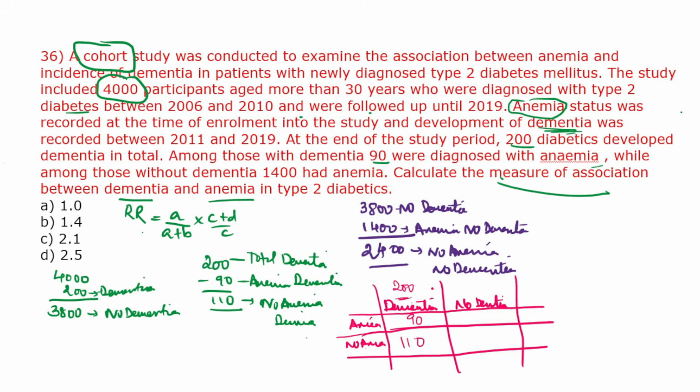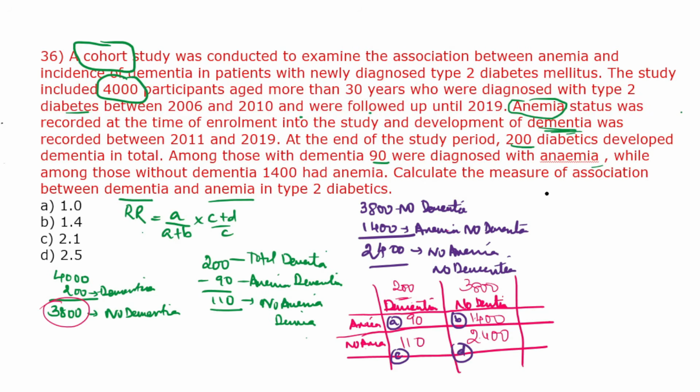So we got the total with dementia. How many are without dementia? 3,800. See this number, 3,800 without dementia. Anemia and no dementia are 1,400. No anemia, no dementia are 2,400. So 2,400 plus 1,400 is equal to 3,800. We got the numbers. Till now we have understood how to derive all the numbers from the question.